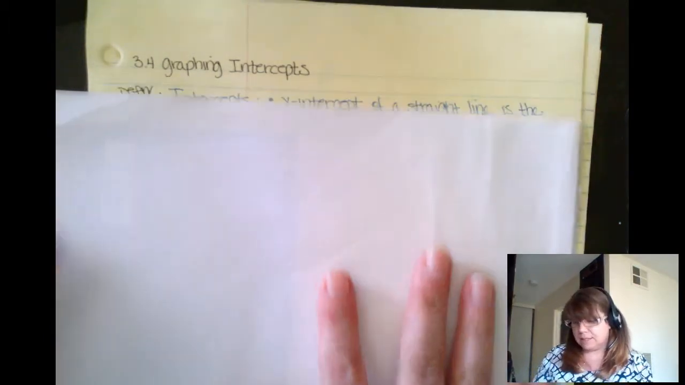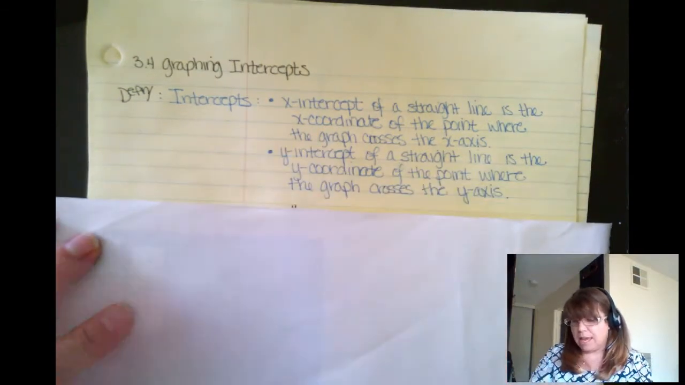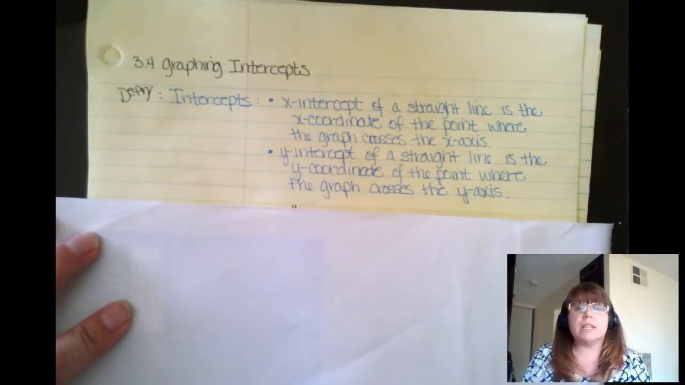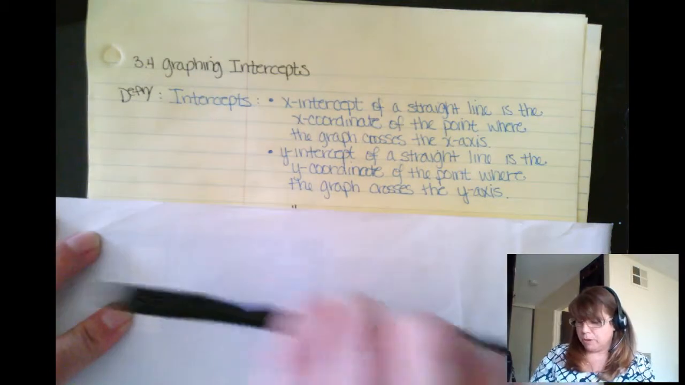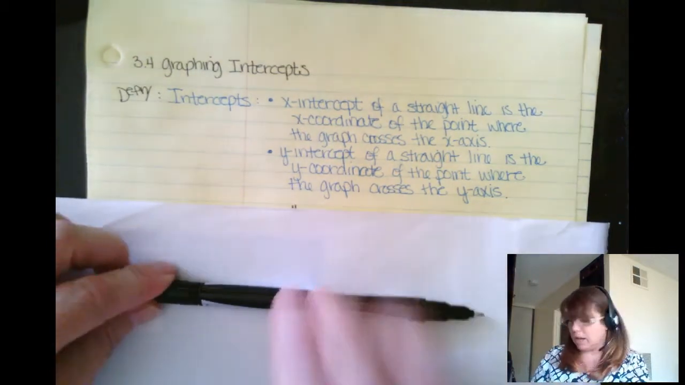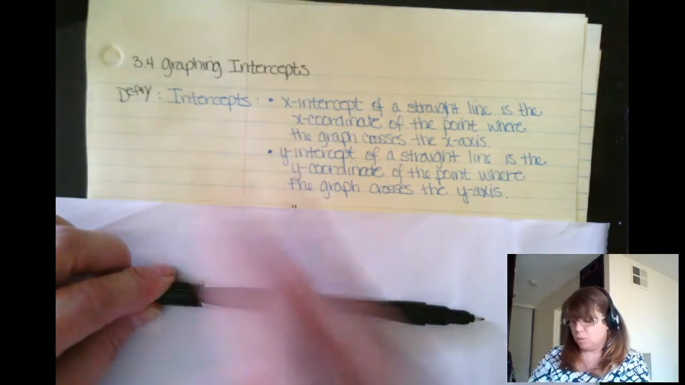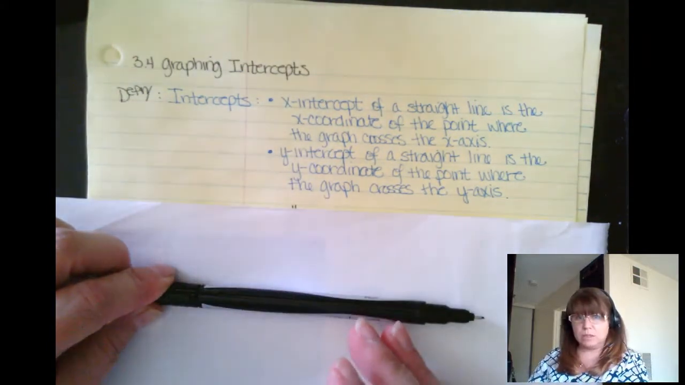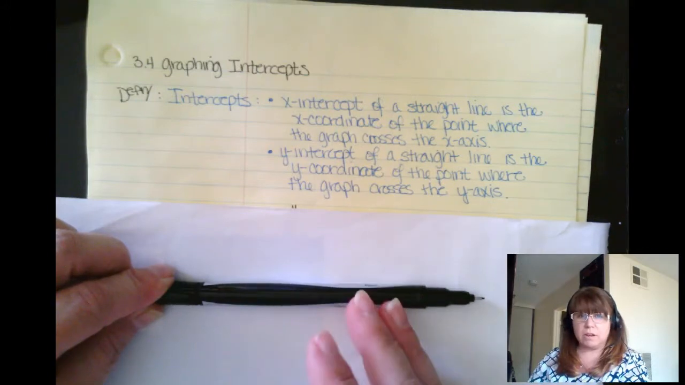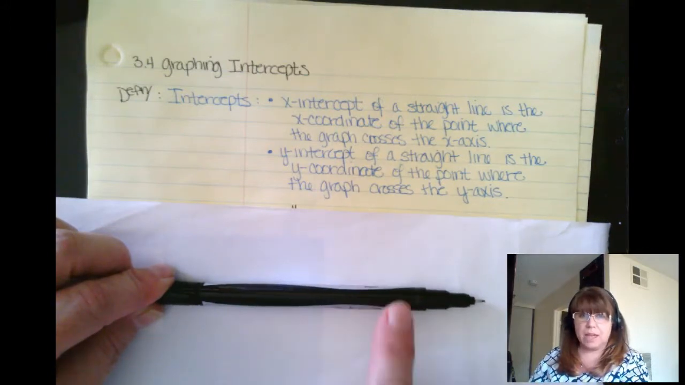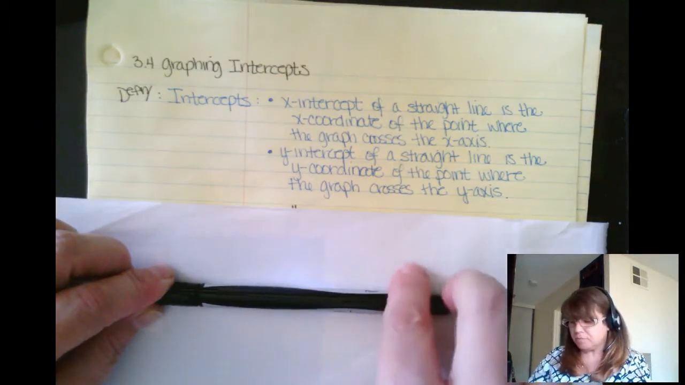What that means is the x-intercept of a straight line is the x-coordinate of the point where the graph crosses the x-axis. If you remember, the x-axis is the horizontal line. I have a horizontal line, I have a vertical line. It is when the line crosses through that horizontal axis. At that point, just the x-coordinate would be our x-intercept.